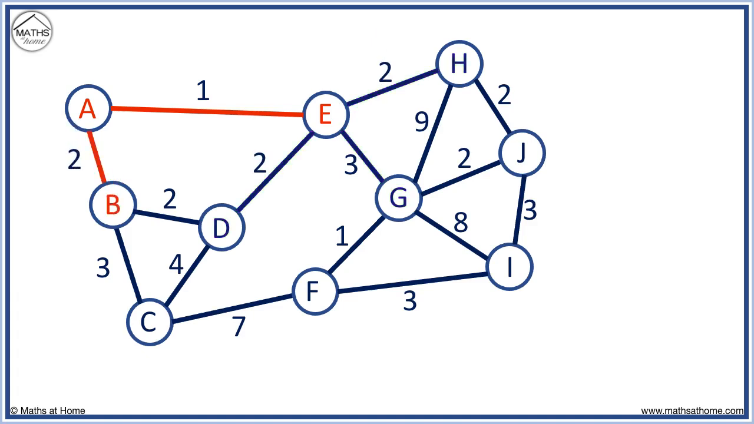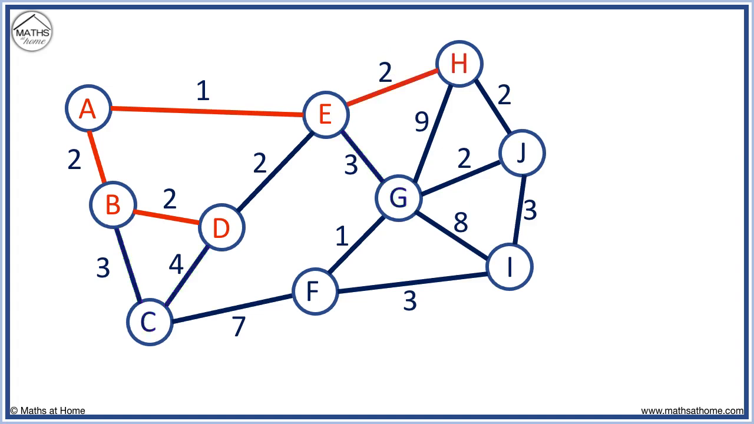From B, we can travel to C or D. From E, we can travel to D, G or H. Again, we have 2, 2 or 2, so we can choose. We will choose the first 2. From our connected nodes, we can travel to unconnected nodes in the following ways. Notice that we don't want to connect D to E, as these nodes are already connected. We never make a complete loop in Prim's algorithm. Our shortest route out of these options is 2.